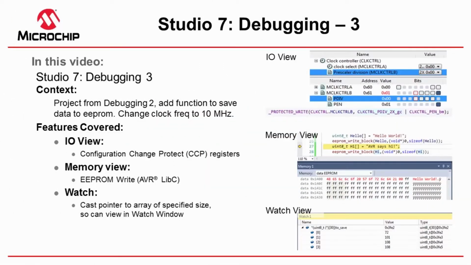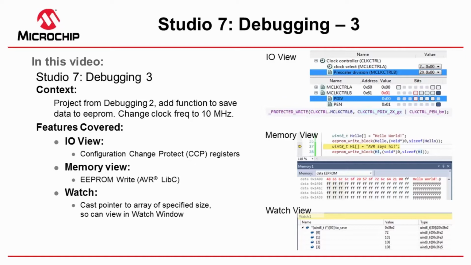So as we continue to play with Atmel Studio's debugging capabilities and features, we're going to continue from debugging 2, and now we're going to change the clock frequency to 10 megahertz. The reason we're going to do this is to have a look at the configuration change protection registers so that we understand how to use those properly. So there we will use some of the IO view features.